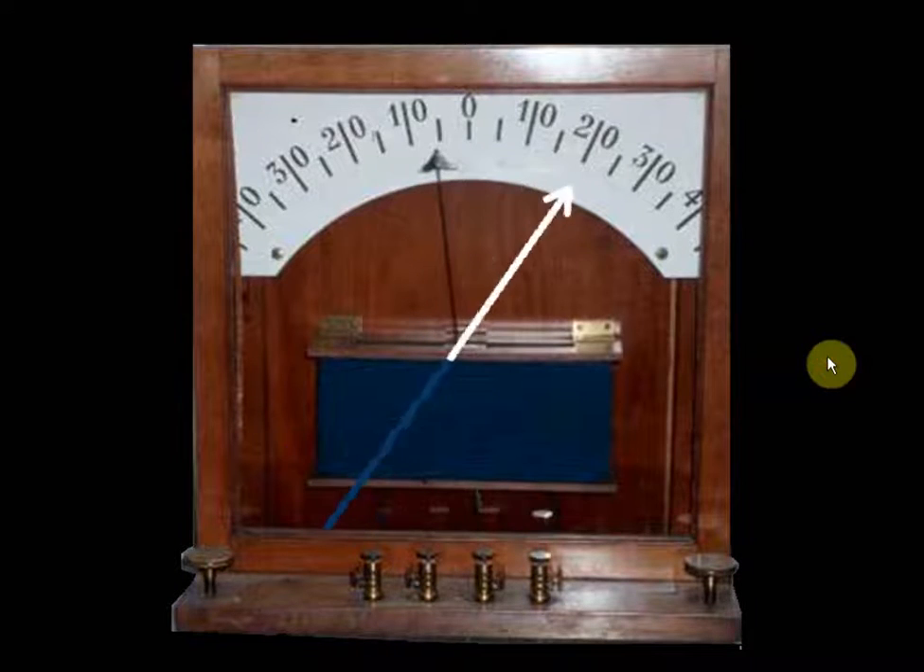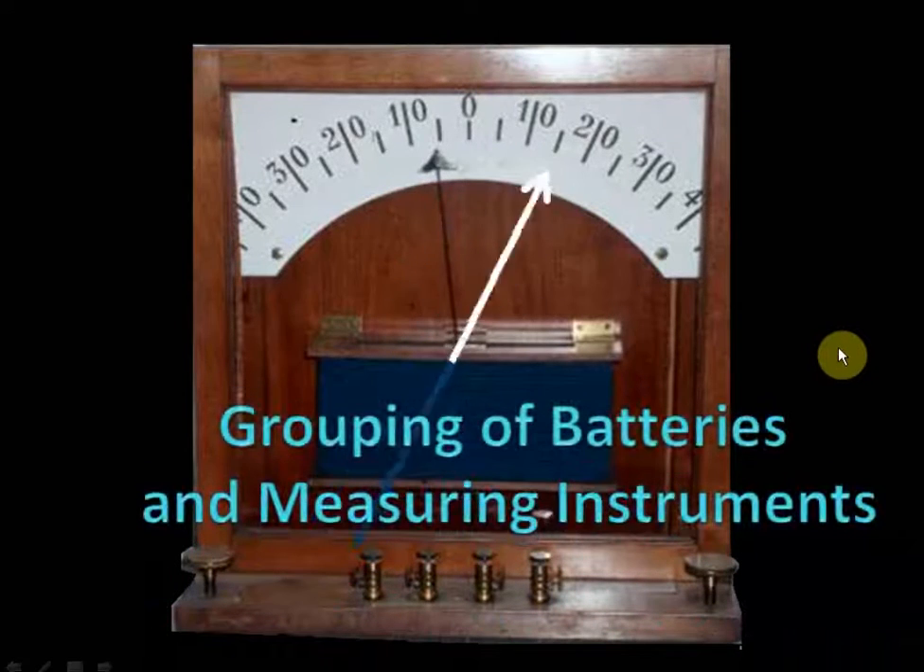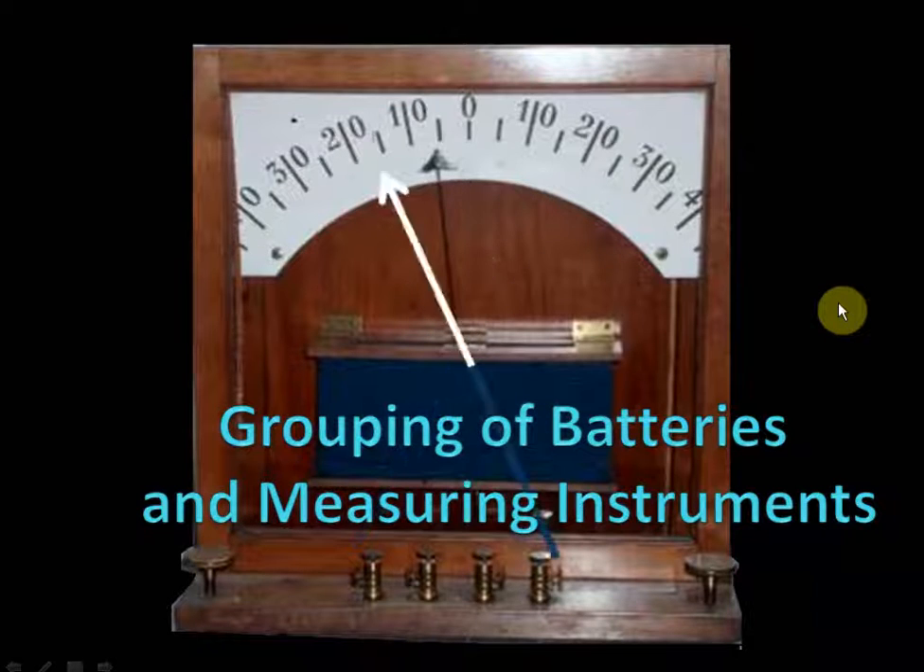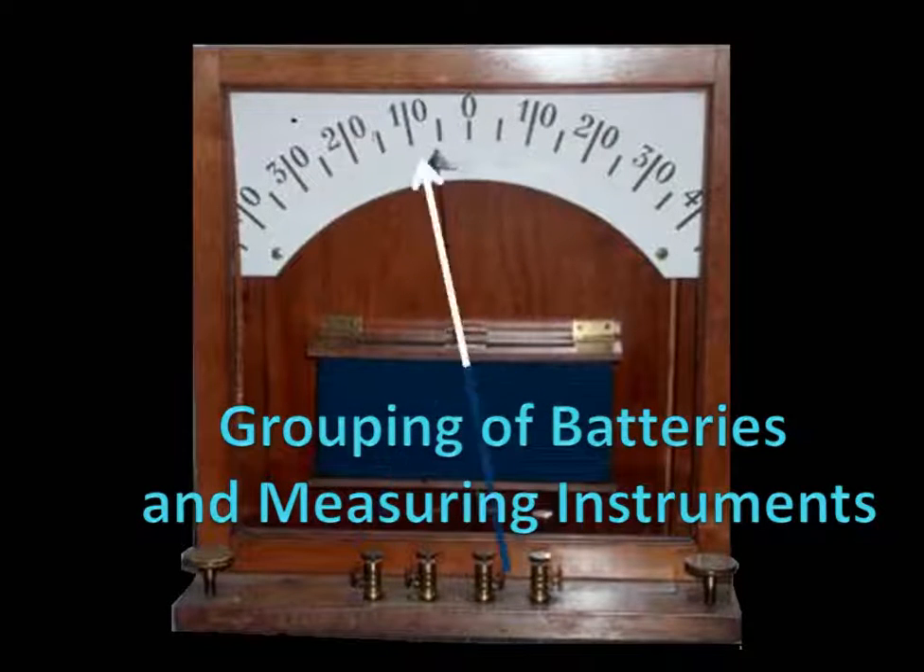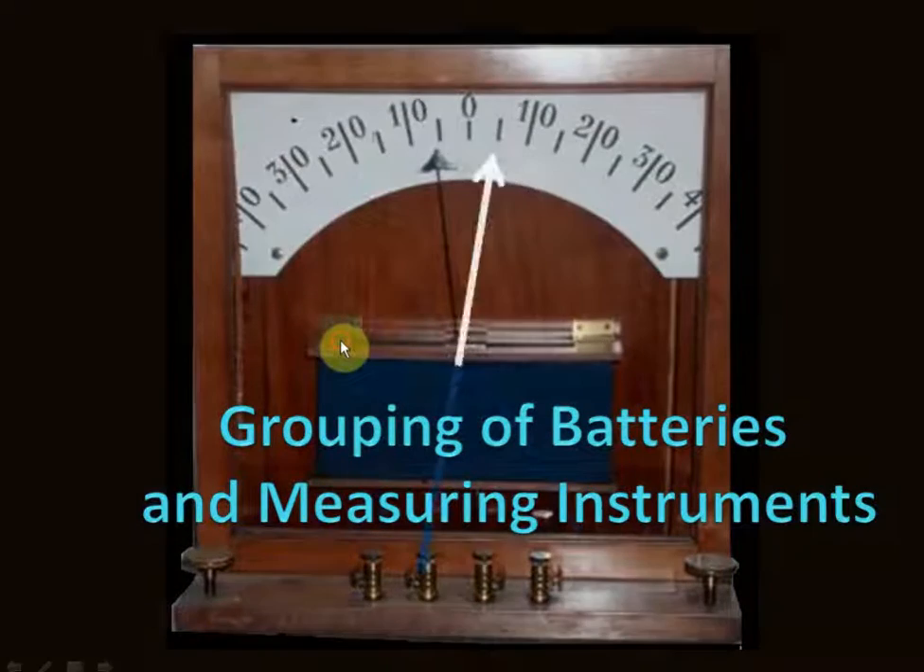Hi students, in this interesting chapter, we're going to study about the grouping of batteries and measuring instruments. You see, there are various instruments to measure current, to measure voltage like the ammeter, the voltmeter and so on. There's even a device called potentiometer. All of these instruments are important for the IIT JEE syllabus. So we'll study about how they work and we'll solve some problems related to these instruments.